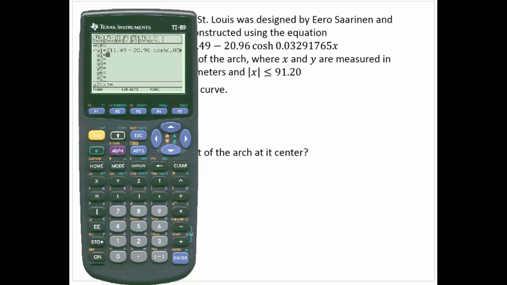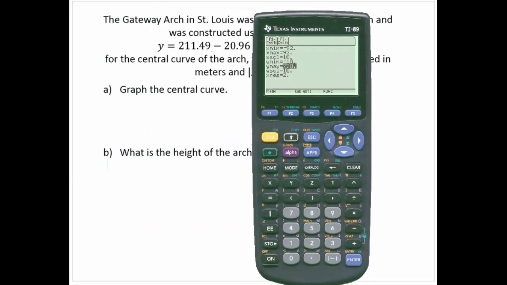Now we're told that absolute x is less than 91.20. So when I'm setting my window, you'll notice I got negative 92 to 92. That'll include negative 91.2 to positive 91.2. And I'm guessing, based on the curve, I see that 211.49. So if we think of that as a transformation, our standard curve, let me look just at the screen here.